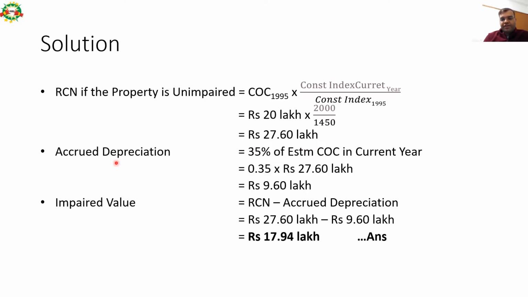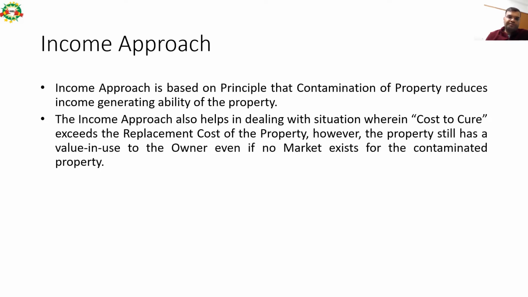So accrued depreciation due to contamination, as given in the question, is equal to 35% of the estimated RCN in the current year. So 35% of the RCN is on account of accrued depreciation, which is equal to 35% of 27.60 lakh. It is equal to 9.60 lakh. Thus impaired value is equal to RCN minus accrued depreciation. So RCN we have calculated here as 27.60 lakh, and depreciation we have calculated here. So that means the impaired value, or value of the contaminated property, is equal to 17.94 lakh.